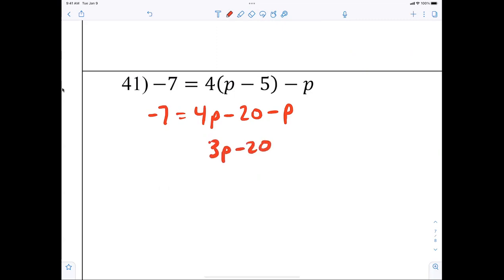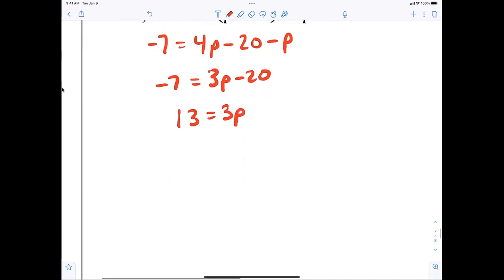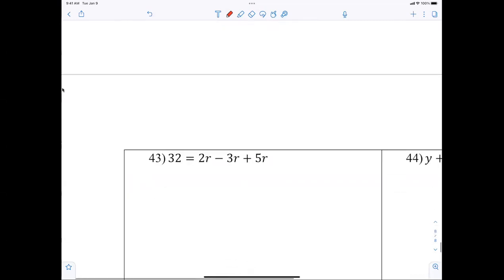3p minus 20. Now what? You have to add negative 7, yes, which would make it positive 13. Positive 13 equals 3p. And then what? And then 13 over the 3. Yes, that's your answer. P is 13/3. Everybody's good with that? All right. Very nice.